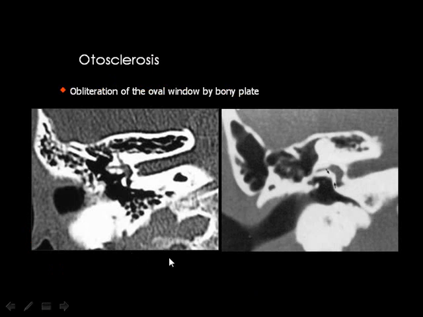Then to diagnose otosclerosis, you just see that the oval window is obstructed by bone. If you look here, this is the normal oval window, and here the oval window is totally blocked by a bony ridge, which is diagnostic of otosclerosis.